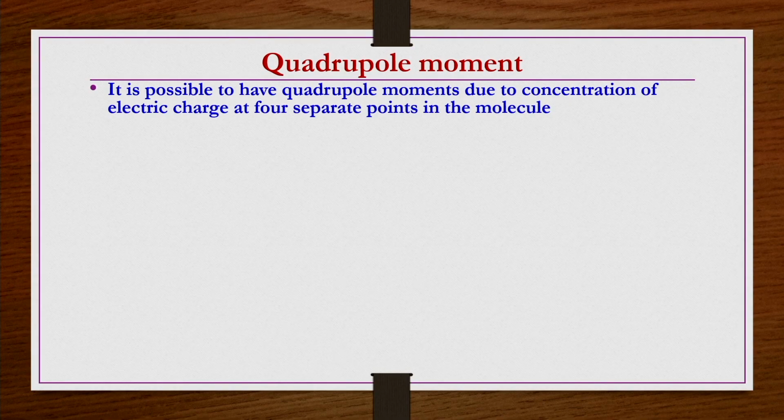Since we have a dipole moment between 2 point charges, though the net charge is 0, it is also possible to have a quadrupole moment, that is between 4 charges, though the net charge is 0. It is possible to have a quadrupole moment due to concentration of electric charge at 4 separate points in the molecule.